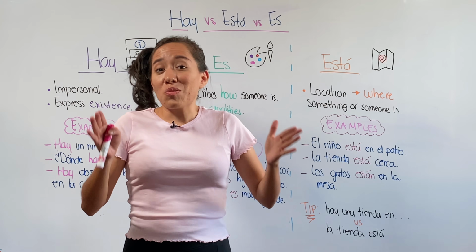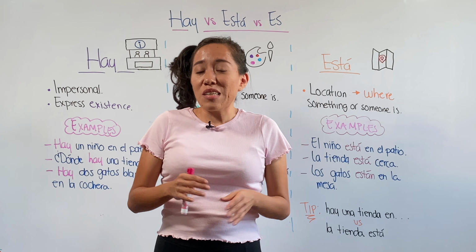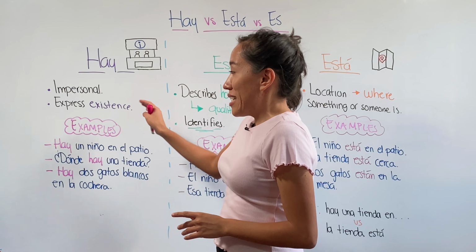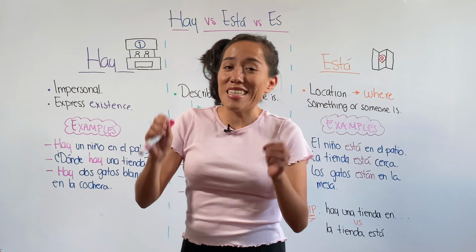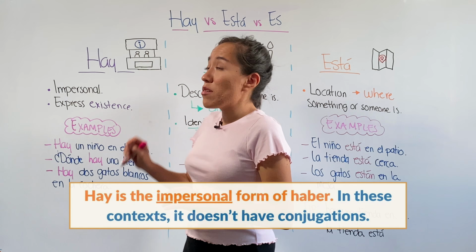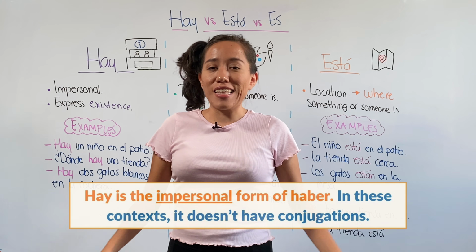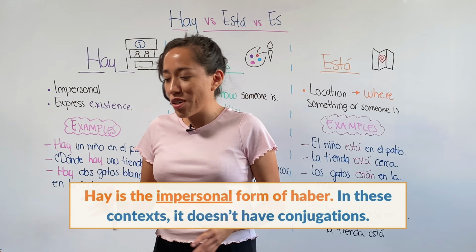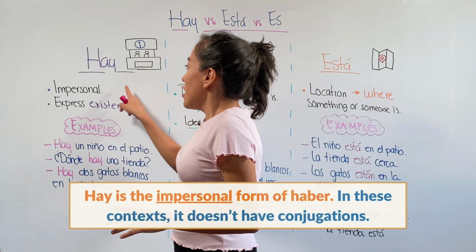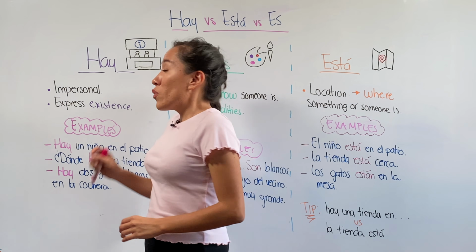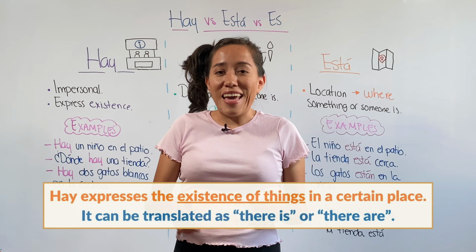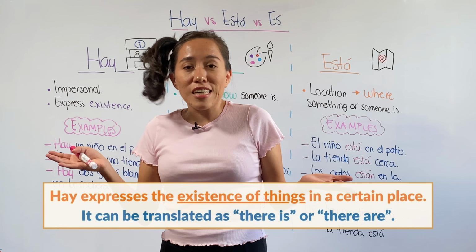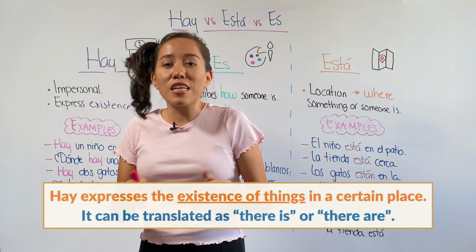So, even though these three words mean to be, in reality we use them for specific purposes in Spanish. Let's start with the simple one. This is hay. Hay is an impersonal form. This means that it doesn't change, and that's great because you don't have to worry about singular, plural, or any of that. It's going to stay that way. We use hay to express existence. Expressing existence means that you're just listing the things that there are in a certain place.